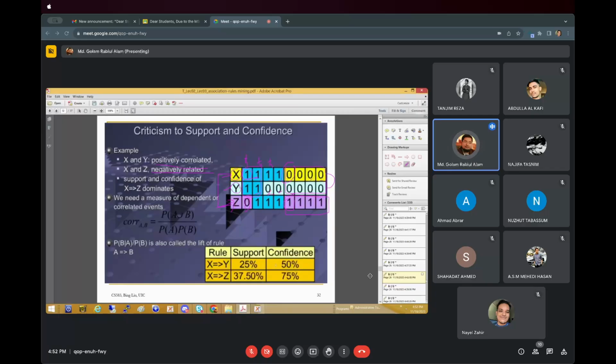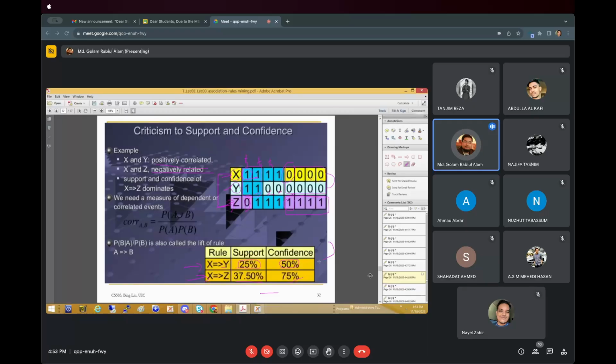But in case of support and confidence, if we determine the support and confidence for x, y, and x, g, then for x and y you will get support 25% and confidence 50%. And for x and g, you will get support 37.5%, and here the confidence will be 75%.